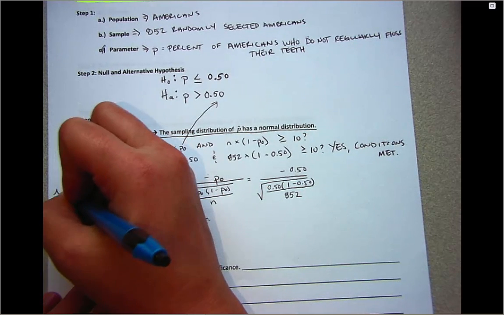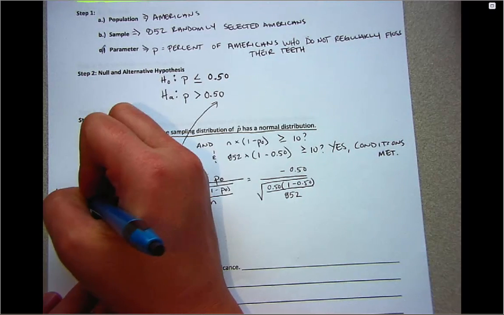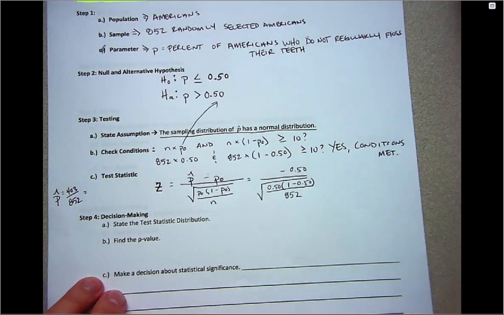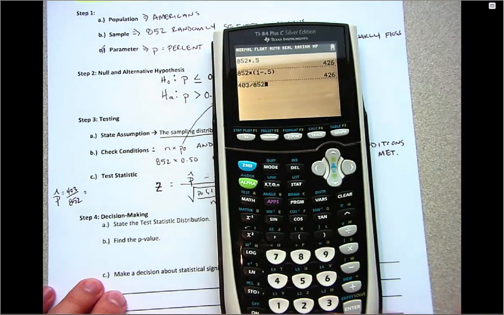So p hat, if you recall from quite a few lectures ago, is x divided by n, or the number of successes divided by the total number of trials, or the sample size. So we come up with a p hat value of 0.4730.